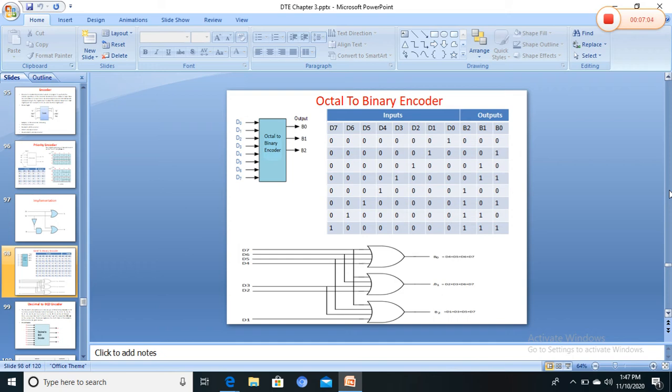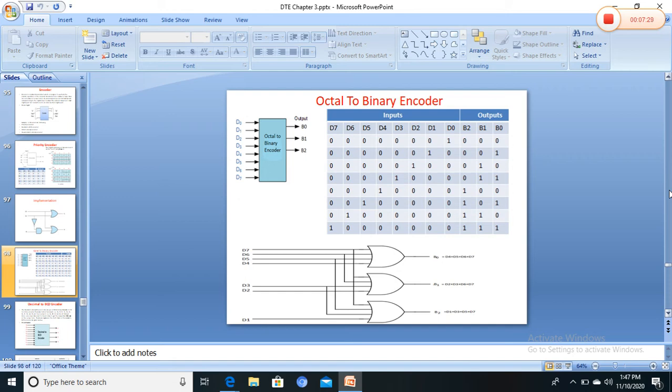When D6 has value 1 in the truth table, the output is 1, 1, 0. When D5 has input value 1, 5 means 1, 0, 1, so B2, B1, B0 are 1, 0, 1. That is the truth table we designed, and from this truth table the logical expressions for the outputs follow.